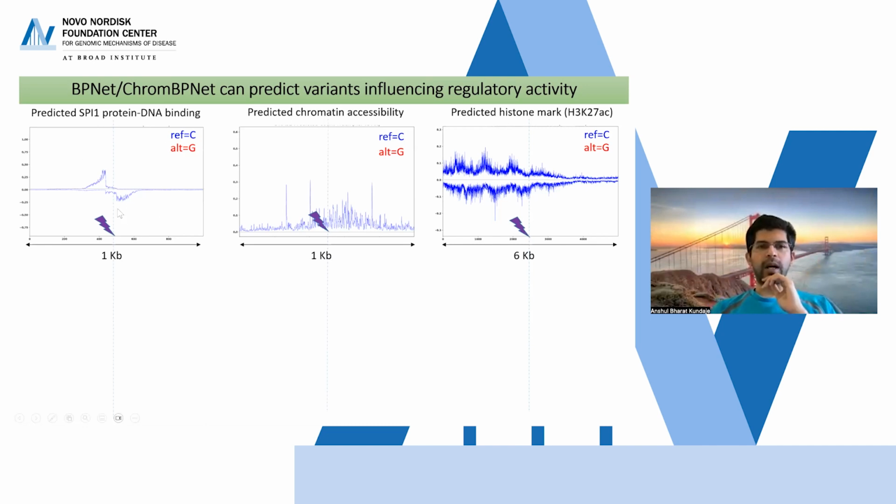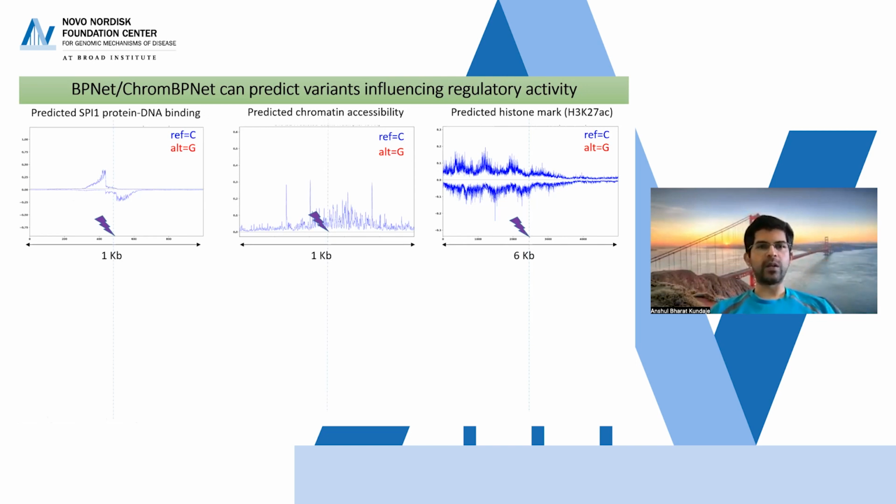And so we have a SPY1 binding model, a BPNet model trained on ENCODE ChIP-seq data. This is a DNase model. This is an H3K27 acetylation model. And this is the reference genome's prediction, the reference allele, the C allele. You see one beautiful profile from ChIP-seq. These are the 2 strands. This is DNase-seq. This is histone acetylation. Looks interesting. Pretty decent activity.